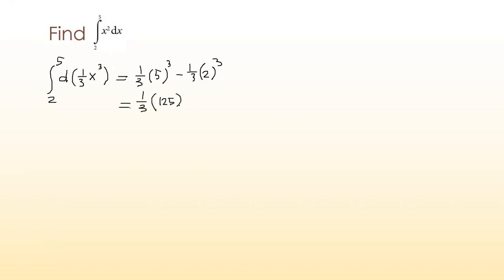125, 8. Okay, it's going to be 125 thirds minus 8 thirds, and it becomes 117 thirds. And if you simplify, it becomes a mixed number and fraction.